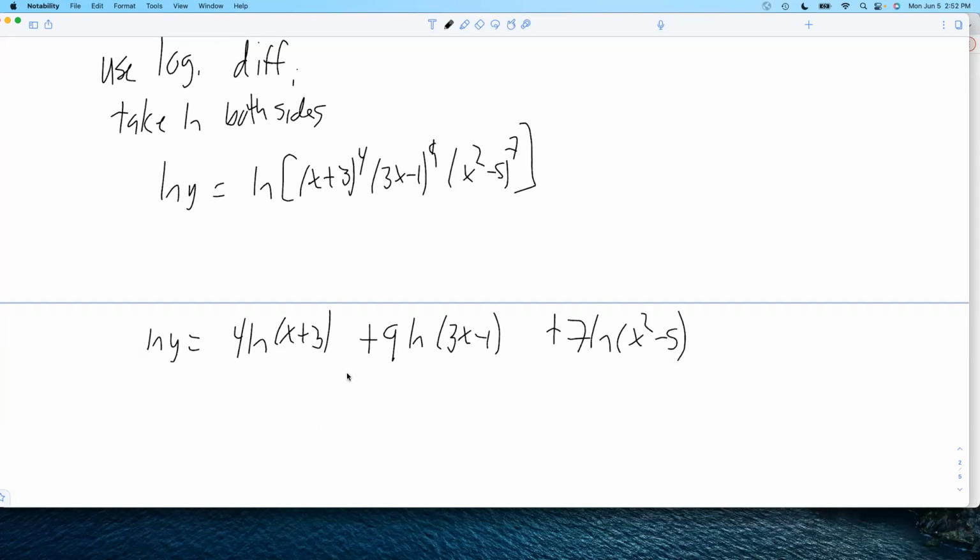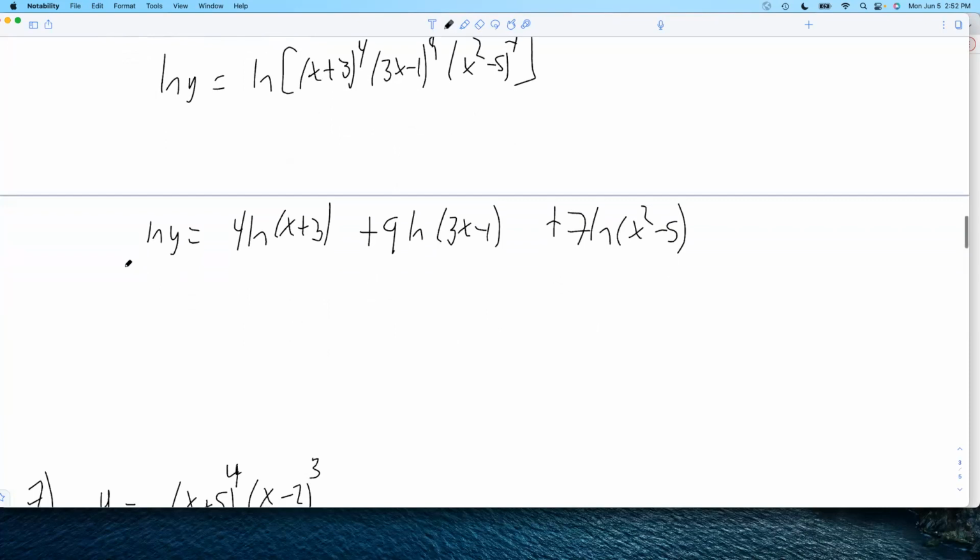So all these multiplieds became pluses outside. I'm not inside a log anymore. And all these exponents came down to ground level. No calculus happened yet. That's just algebra. Now I take the derivative with respect to x of both sides. Derivative of natural log of y is 1 over y times y prime.